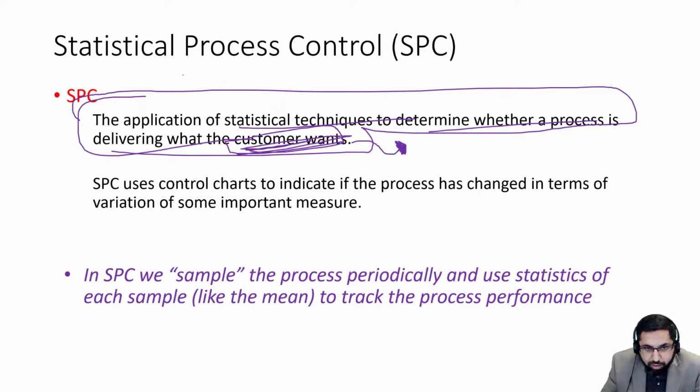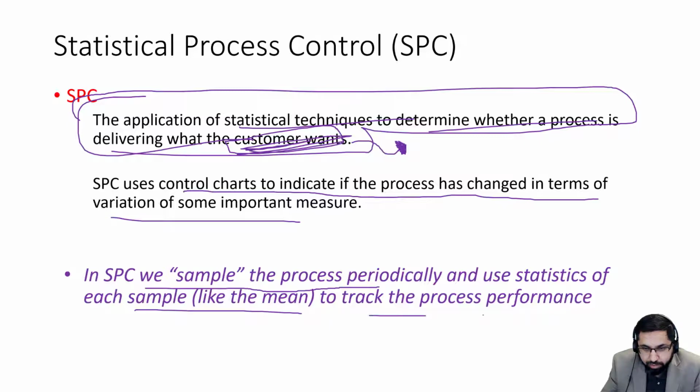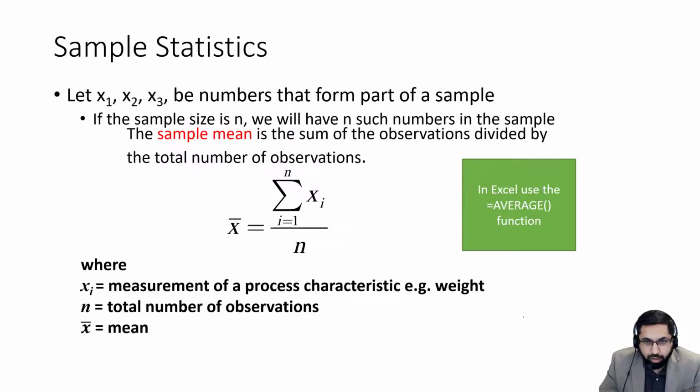SPC uses control charts to determine if the process has changed in terms of some important metrics, like whether the centering of the process is okay or not, or the variation. In SPC, we periodically sample the process and use statistics on each sample to see if the process is doing okay or not. So we're going to be concerned with some sample statistics that you should know.